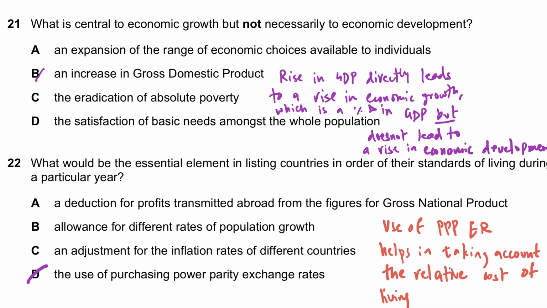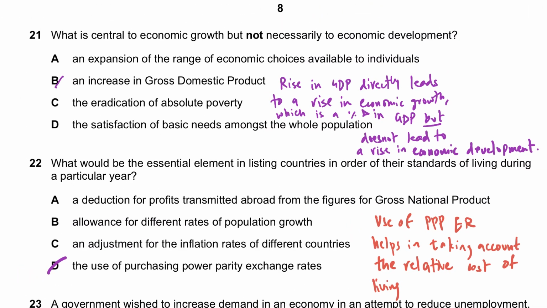Number 21 says what is central to economic growth but not necessarily to economic development. Well, economic growth can happen directly when there's a rise in GDP, but economic development may include other factors like income distribution, health factors, education, and all that. So, whenever there's an increase in GDP, there is definitely more economic growth, but not necessarily economic development.